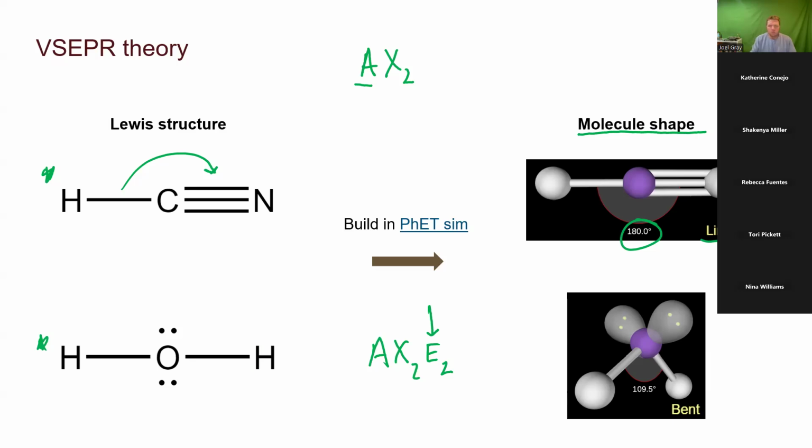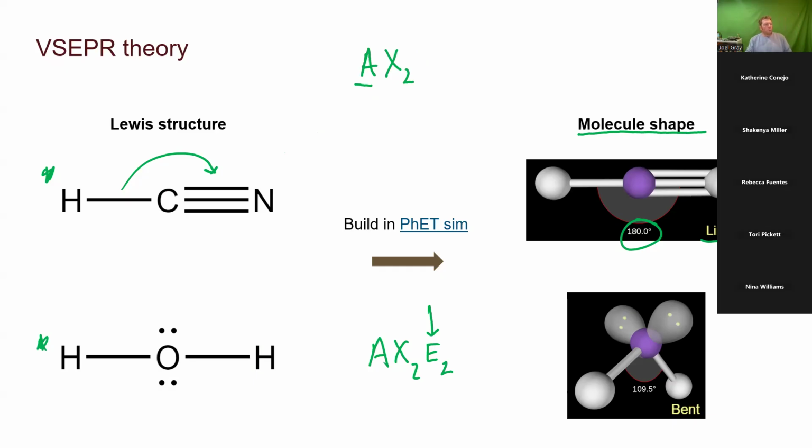Okay, so if you wanted to do an inventory of the A, the X, the E's, you could have just written AX2E0 because there are 0 lone pairs on our central carbon here. But rather than writing E0, we just leave it off altogether.